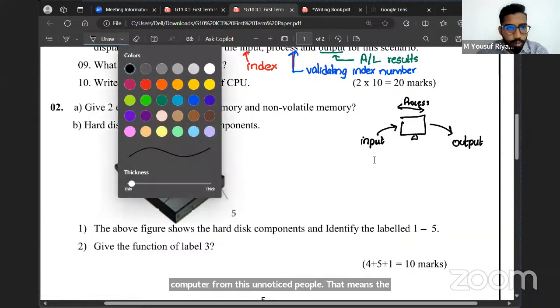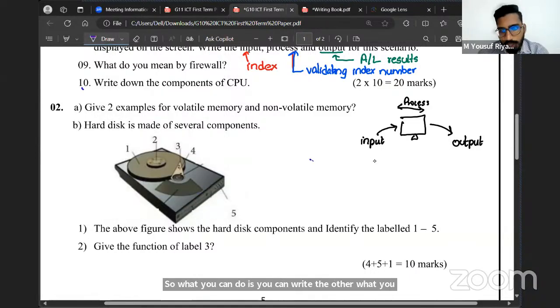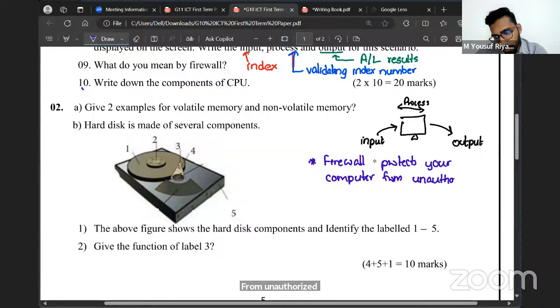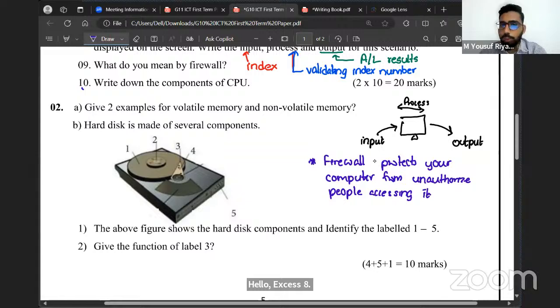Right. So what you can do is write there the purpose of firewall. What do you mean by firewall? You can say firewall protects your computer from unauthorized access, or from unauthorized people accessing it. As an example, you can mention protects your computer from hackers, right?